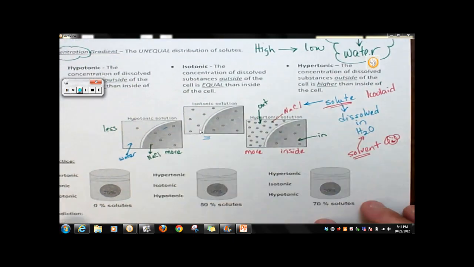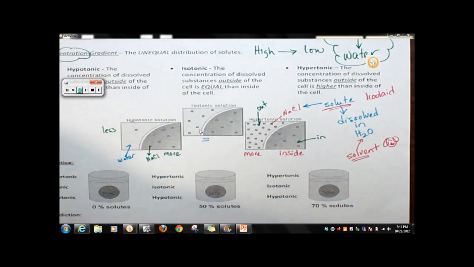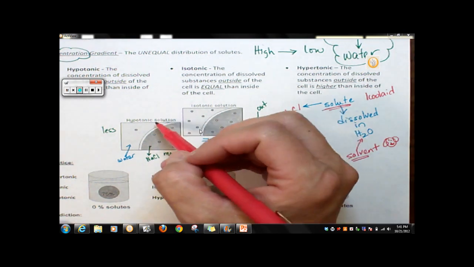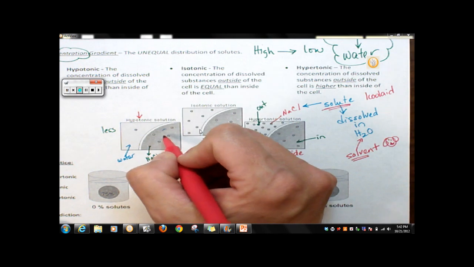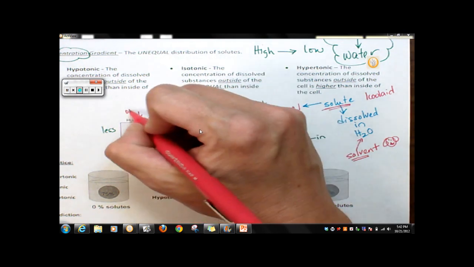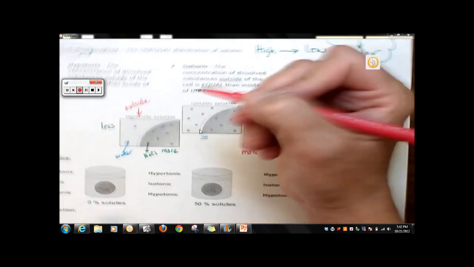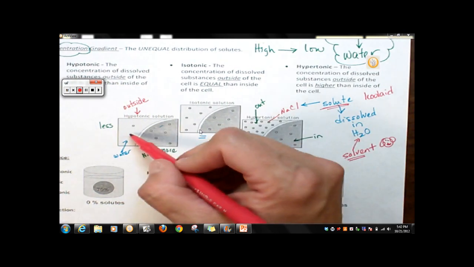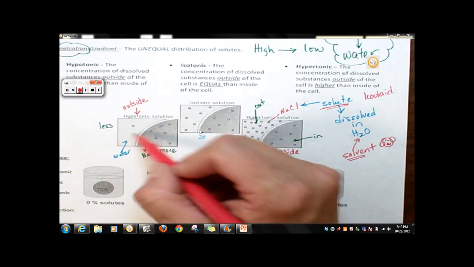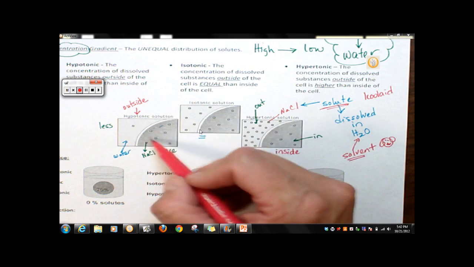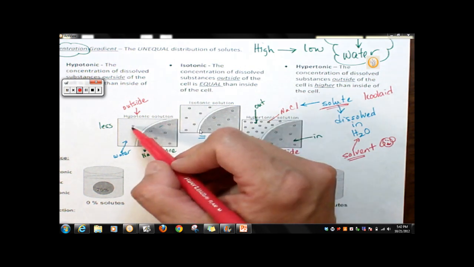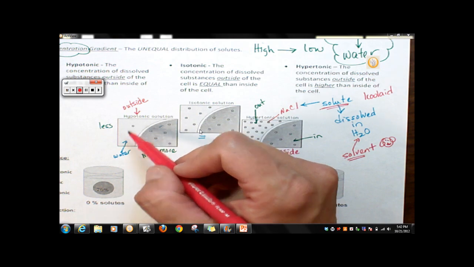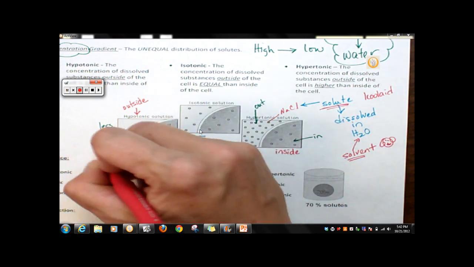When you're trying to decide what is the name of the solution around the cell, because this term right here is not referring to the inside at this point, it's referring to outside the cell, you have to look at the water level. So you have to say to yourself kind of the opposite. Well, I know there's a lot of salt here, and there's not very much salt here. So if there's not very much salt, there must be lots of water.